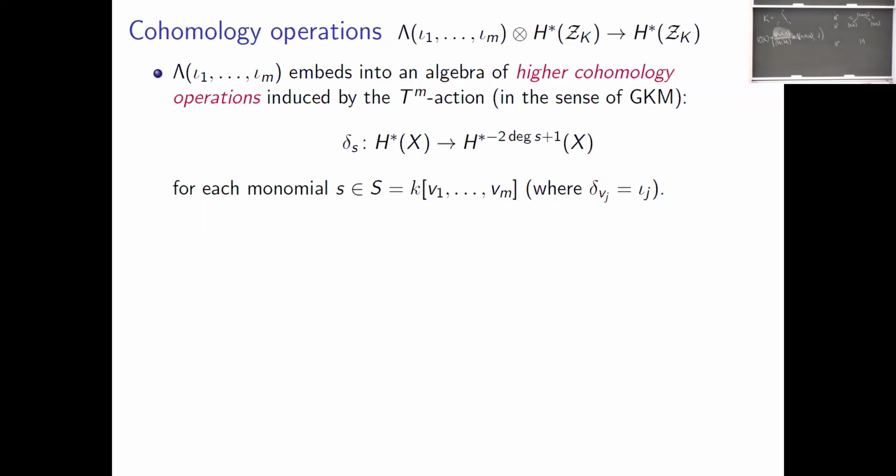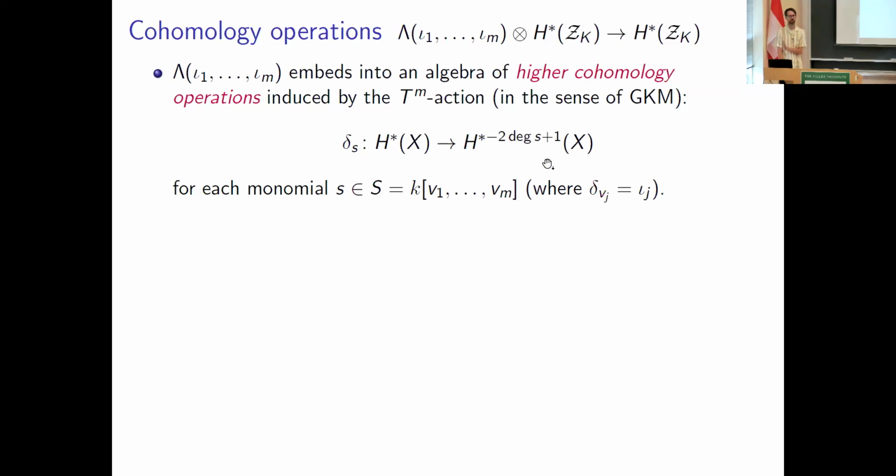Okay, so the point is that this information is telling you a good part of the minimal free resolution. So more generally, a torus action gives you a whole bunch of higher cohomology operations. The exterior algebra that I just described sits inside of a larger algebra of higher cohomology operations that's acting on the cohomology of any space with the torus action. So Gresky, Kottwitz, MacPherson introduced these higher operations. They just have these odd degrees.